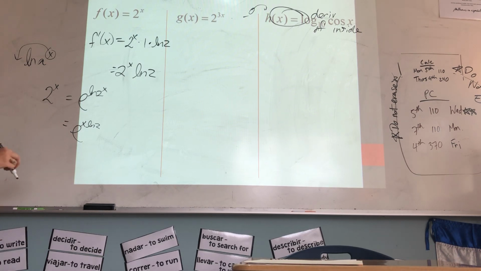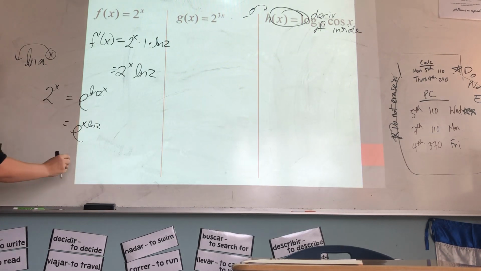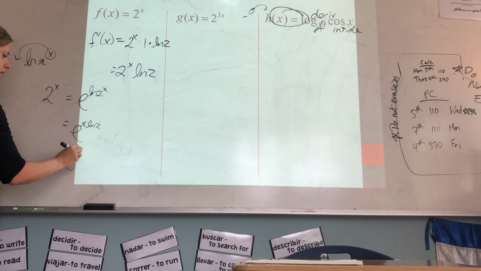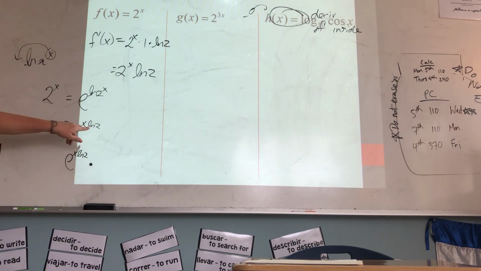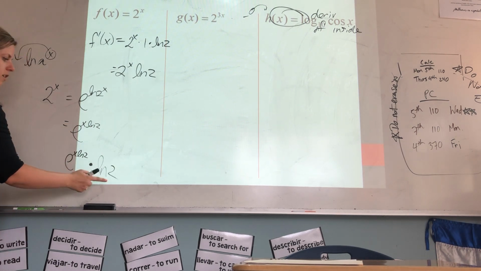So when I take the derivative of this, I get itself, e to the x ln of 2, times the derivative of my exponent. What's the derivative of x ln of 2? Ln of 2. Because ln of 2 is, I don't know, like 1.5, let's say. So the derivative of 1.5x is 1.5. So that's where that comes from.